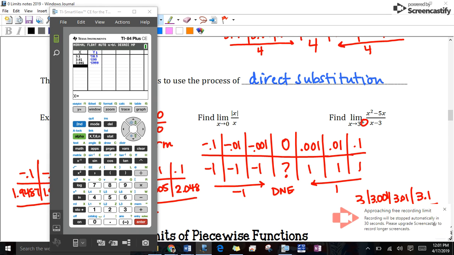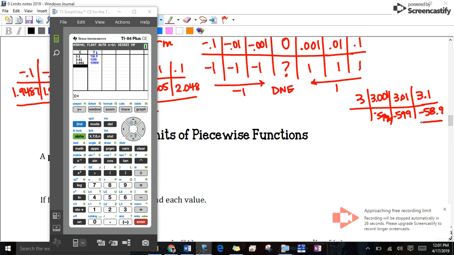Okay, so what's happening as I get closer to 3? Looks like my numbers are getting more negative each time. And as I got closer and closer, they'd be getting even more negative. So I'm going to say that my limit here is actually negative infinity. That's what my numbers are getting close to as I get closer to 3.